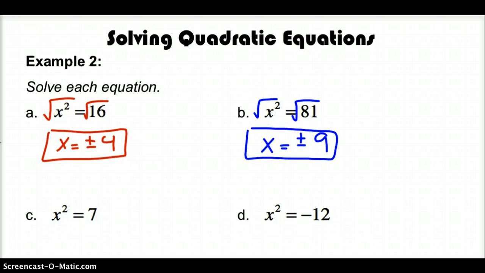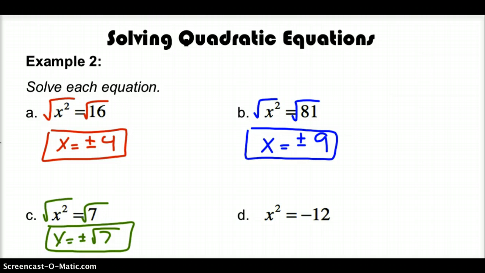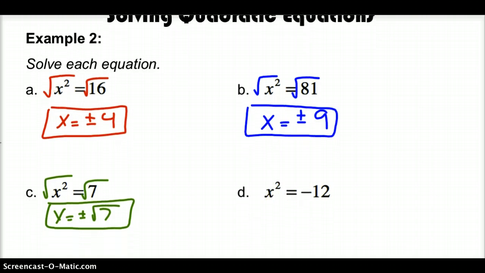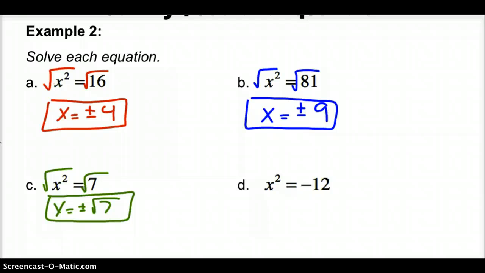Let's go ahead and continue on to part C. On part C, we have x squared equals 7. Again, 7 is a positive number, so we know that there will be 2 solutions. This time I will get x equals plus or minus radical 7, because 7 is not one of those perfect square numbers. And then finally, on part D, we've got x squared equals negative 12. When we take the square root of both sides, we find that we take the square root of a negative number. So again, we would have no solution for this one.